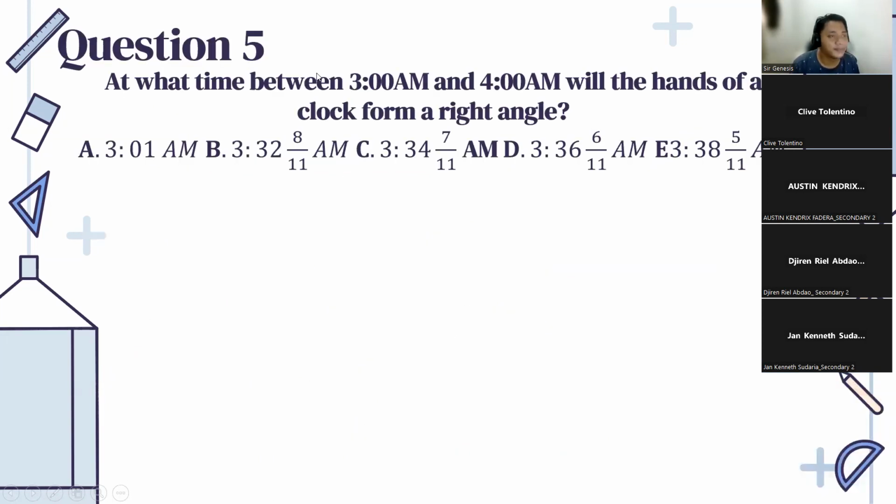Number 5. At what time between 3 and 4 a.m. will the hands of a clock form a right triangle? Okay. So if you think about it, 3 a.m., right? 3 a.m. that's already forming a right triangle. However, it says here between 3 a.m. and 4 a.m. So we must exclude that one.